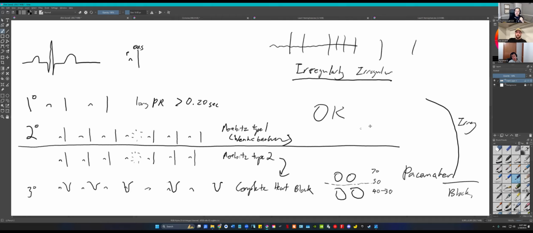All right. So if you see regularly irregular, it's not because someone had a seizure and just decided to write this word twice. This is AFib, and it's unpredictable.